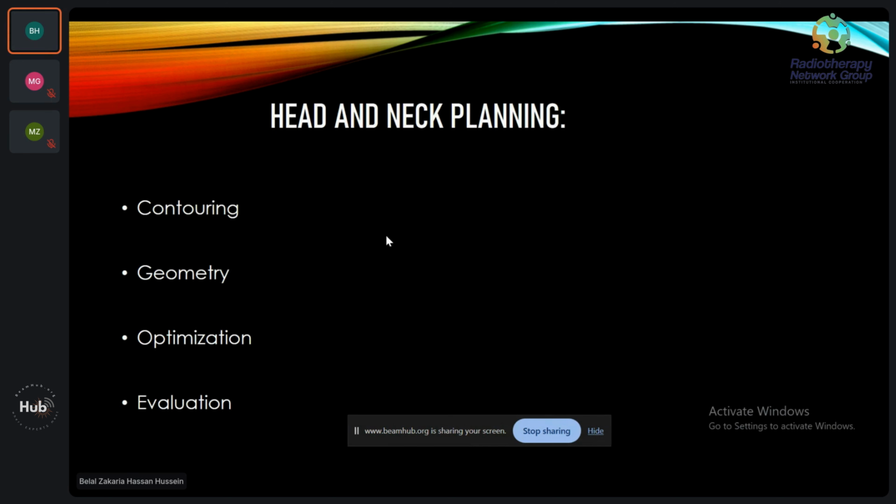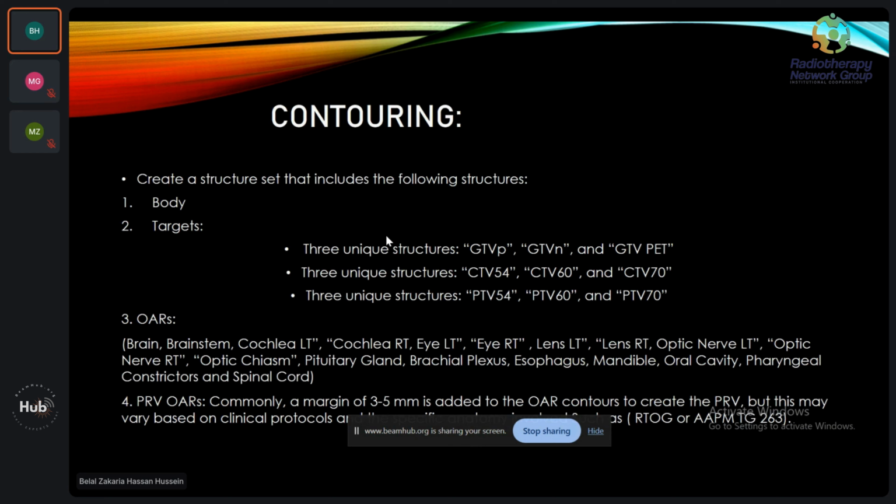We'll start with the contouring, as Dr. Mai mentioned. For this case, we have the CTV, the GTV and the PTV. We have three PTVs, common in the nasopharyngeal case: PTV 54, PTV 60 and PTV 70. And in this crowded area, we have a lot of organs at risk: the brainstem, the brain, the cochlea and the optical pathway, the optic nerve, the chiasm, the pituitary gland, the mandible, oral cavity, pharyngeal constrictor, and the spinal cord.